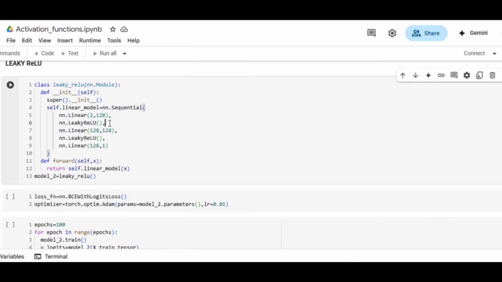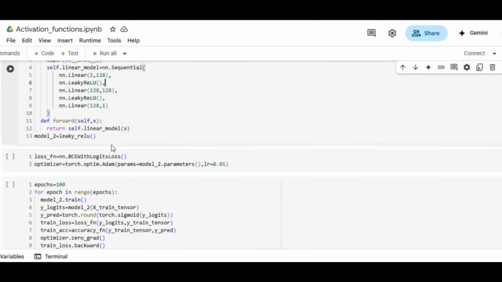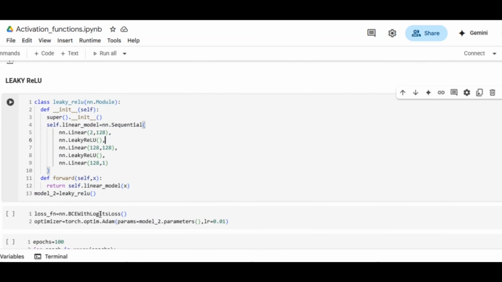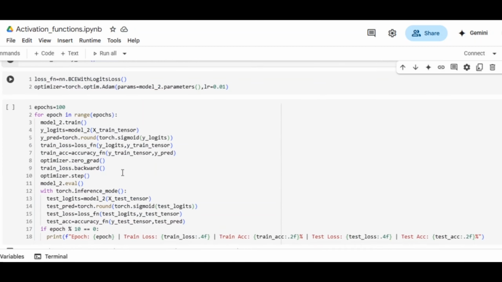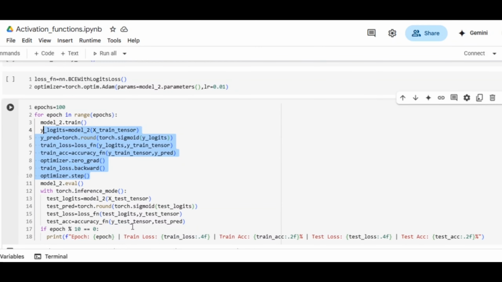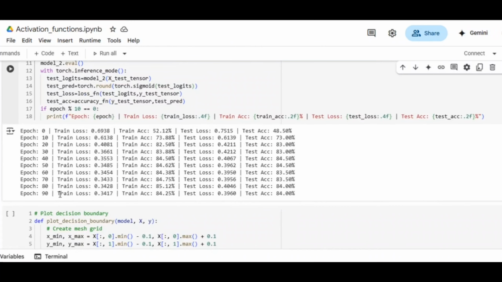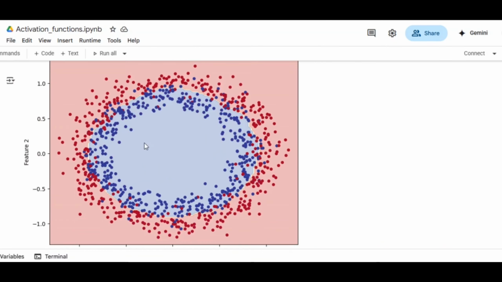Okay, in place of ReLU we just need to replace it with Leaky ReLU. Now this is my model with Leaky ReLU activation function, and this is my loss function and optimizer. This is my entire training loop and this is my testing loop. These are the model results. The training accuracy is around 84.25 and test accuracy is around 84%. This is my model decision boundary.